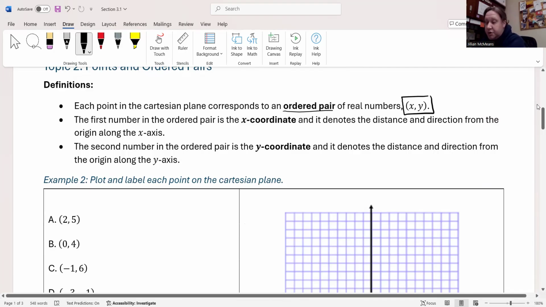Now, we need to know what those two numbers are. The first number in an ordered pair is called the x coordinate. So this right here is the x coordinate. That's why I've labeled it generically x. So this is the x coordinate.